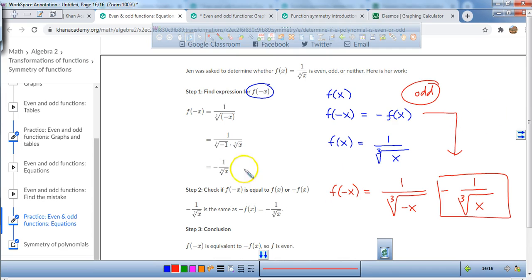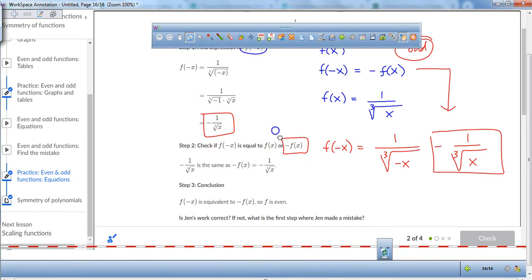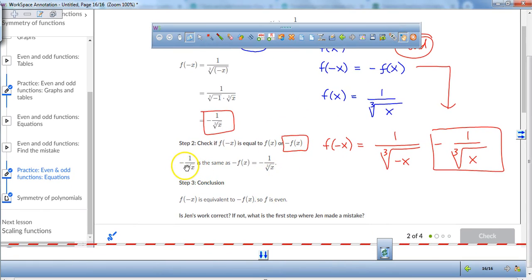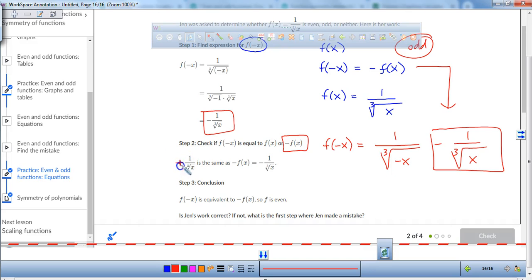But look what she did here. So she did that. She got this. So step 1, she did everything correct. But then it says check to see if f of negative x is equal to f of x or negative f of x. Well, it's definitely equal to negative f of x. But look at her. It says these are the same. But where do we start at? We started with a positive, and that became negative. So I would say she messed up. These are not the same.